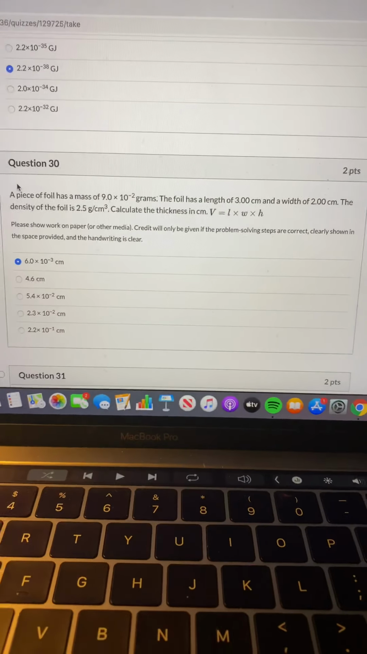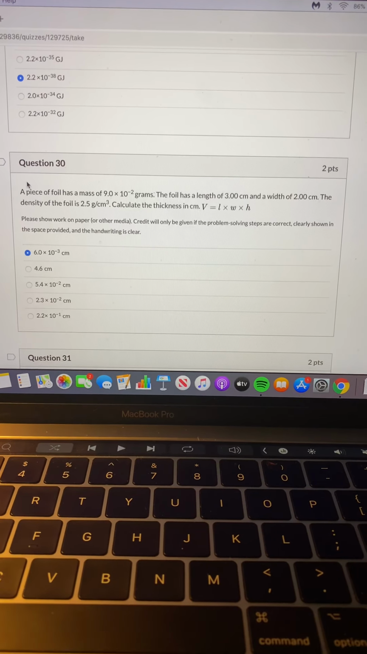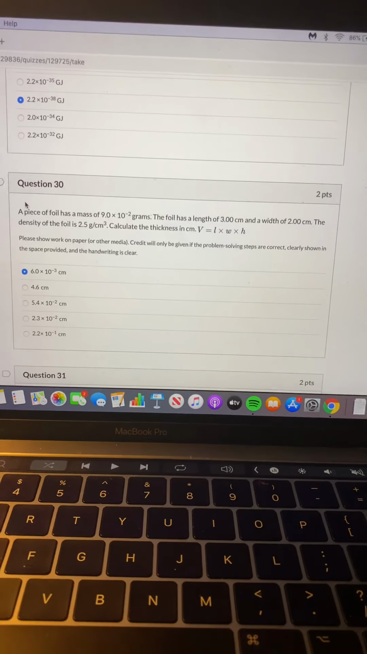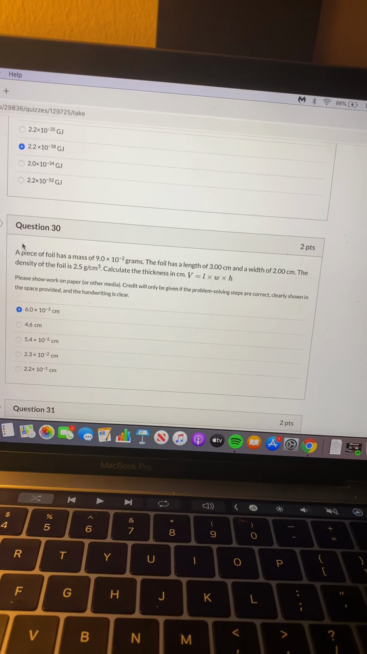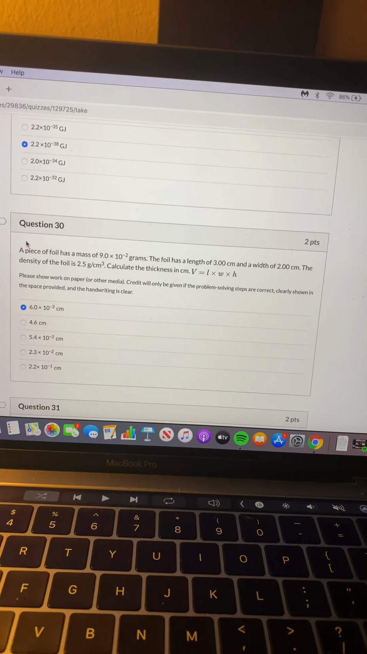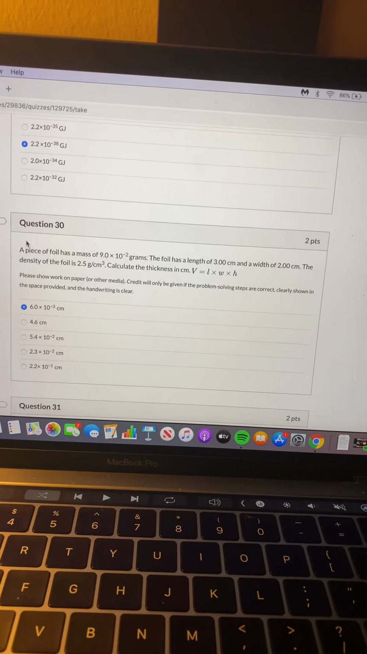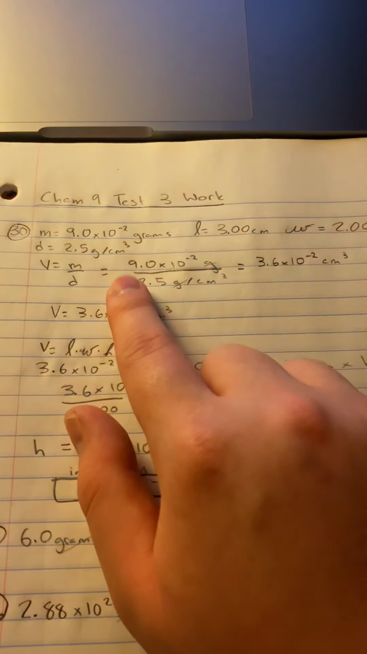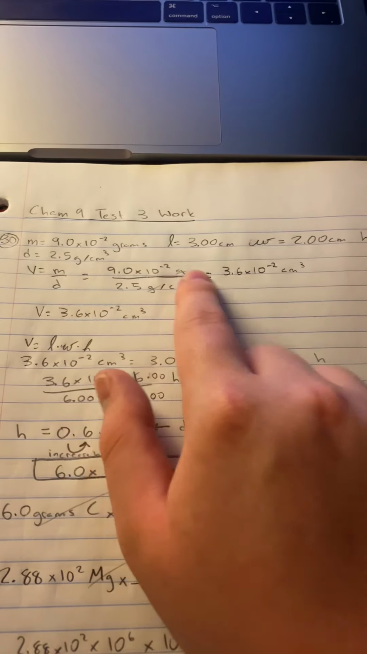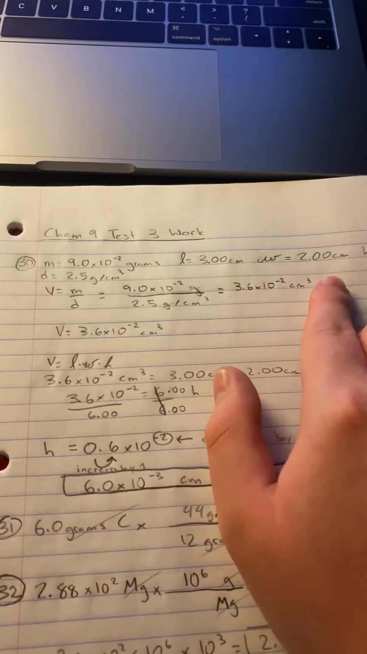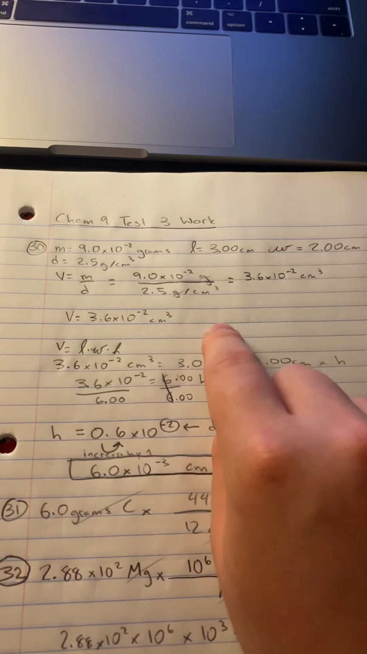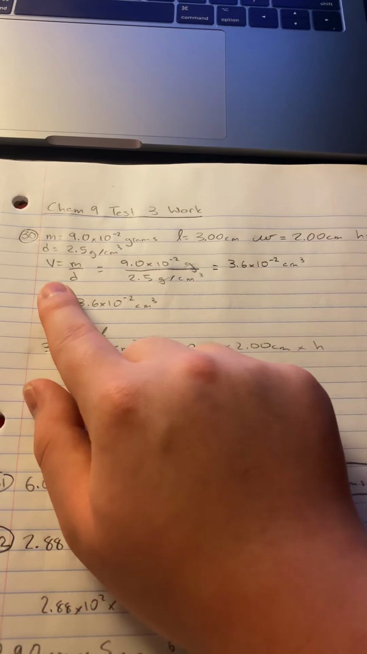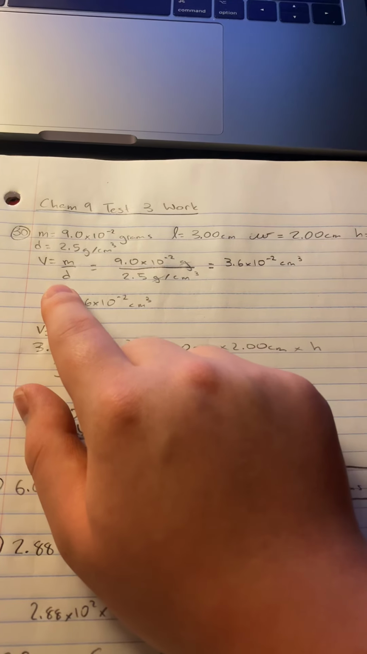All right, number 30. A piece of foil has a mass of 9.0 times 10 to the negative 2 grams. The foil has a length of 3.00 centimeters and a width of 2.00 centimeters. The density of the foil is 2.5 grams per centimeter cubed. Calculate the thickness in centimeters. So we know our mass, density, length, and width are all given to us. We want pretty much the height, which can also be thought of as the thickness.